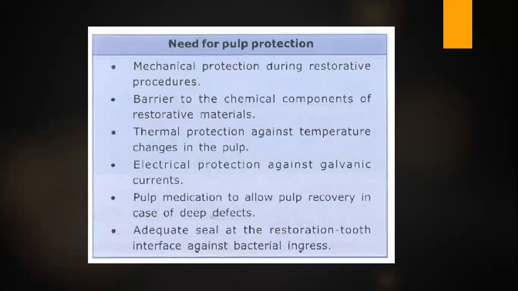Mechanical protection during restorative procedures. Barrier to the chemical components of restorative materials. Thermal protection against temperature changes in the pulp. Electrical protection against galvanic currents. Pulp medication to allow pulp recovery in case of deep defects. Adequate seal at the restoration-tooth interface against bacterial ingress.